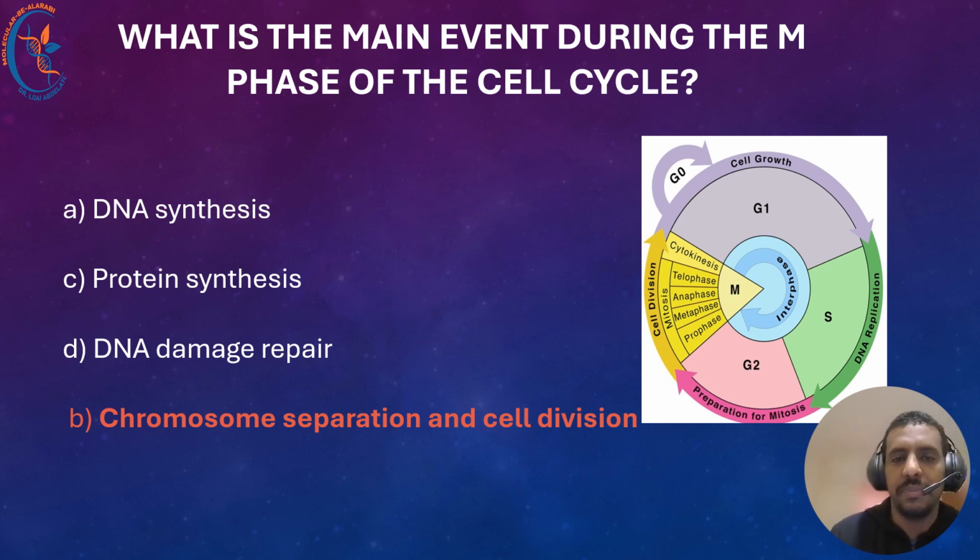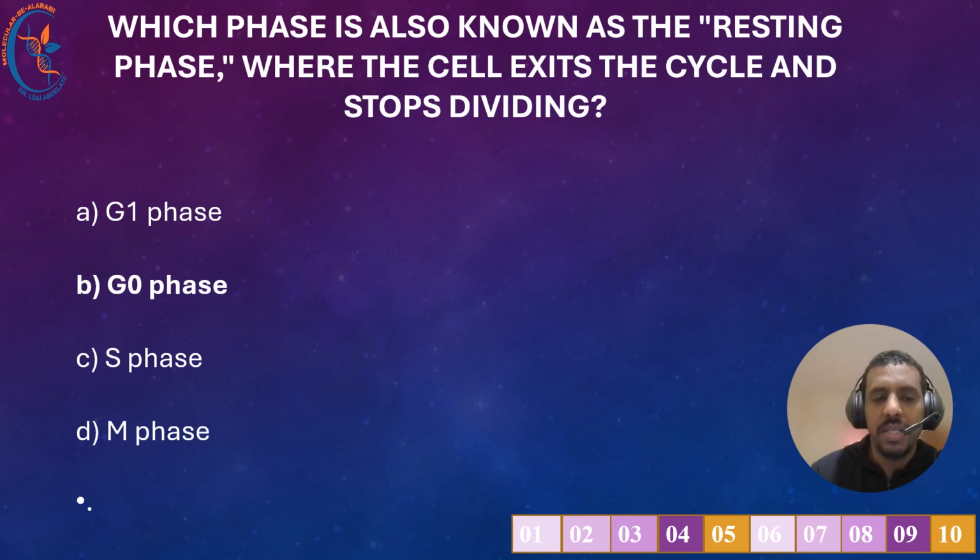All right, let's go to the next question. Okay, the question here says, which phase is also known as the resting phase where the cell exits the cell cycle and stops dividing?